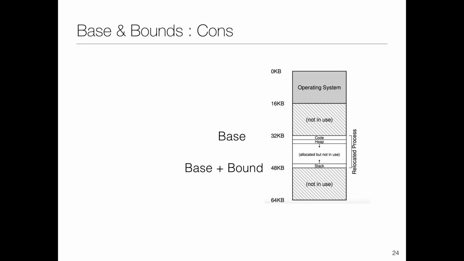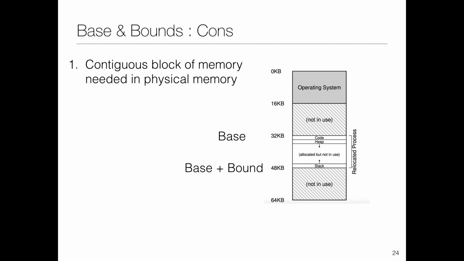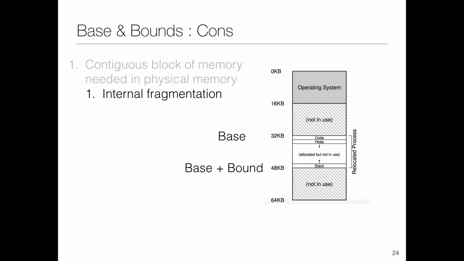So we have base plus bounds. This is the exact replica of the virtual address space, just relocated. Whenever you require a contiguous block of memory in the physical memory, you have internal fragmentation, which can also then lead to external fragmentation, because whenever you end up using larger blocks, you're left with a relatively smaller number of smaller blocks available.